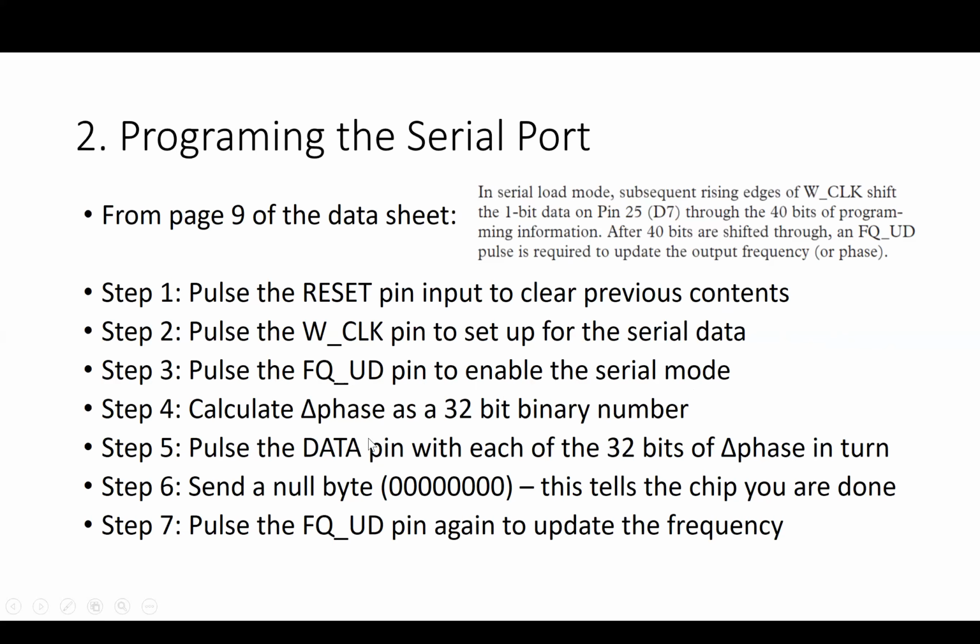So, of course, if they have a string of zeros, they're going to rely on a clock pulse saying, nothing, clock pulse, nothing, clock pulse, nothing, clock pulse. So there's actually a clock pulse that comes in between this. When we've sent our 32 bits, we then send a null byte, which is 8 zeros, and this tells the chip that you're done programming it. And if you then pulse the frequency update pin again, you will then send the chip into a burst of beautiful oscillation.